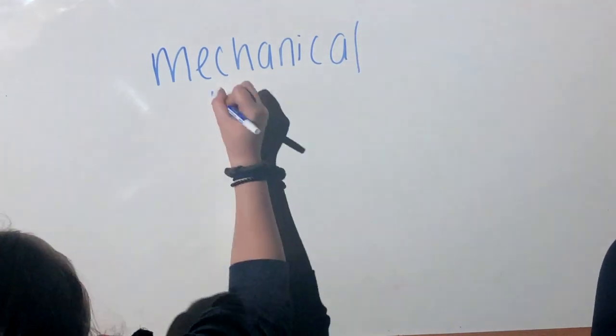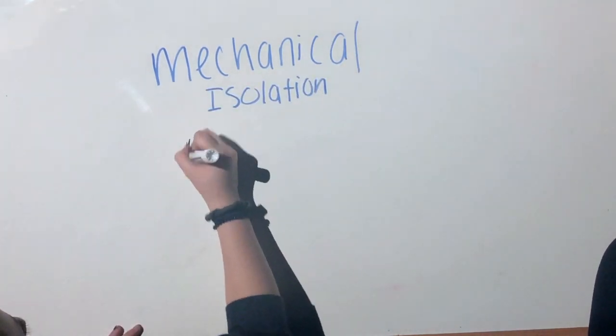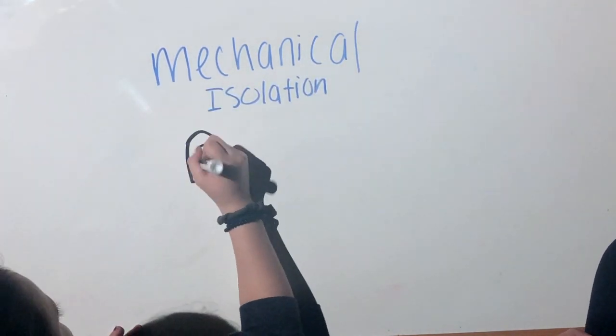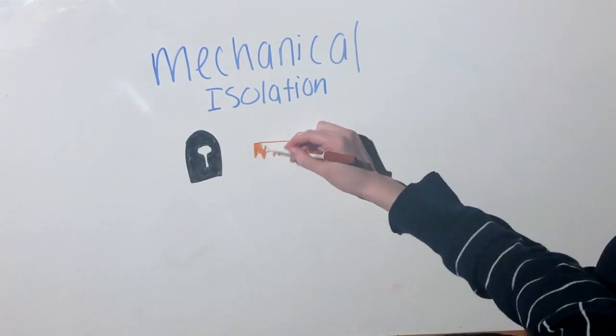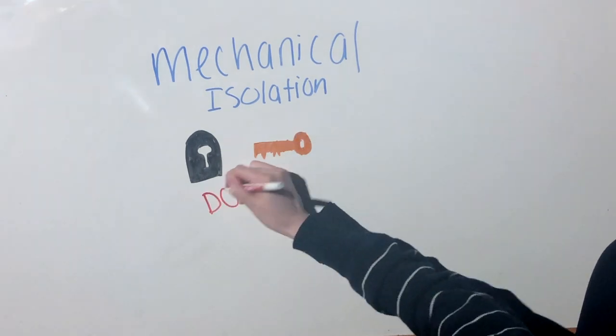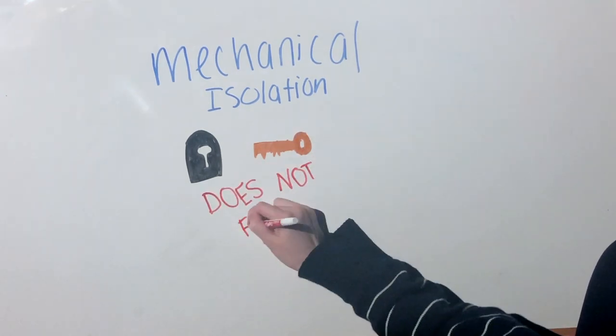Mechanical isolation is when two people, although they might want to reproduce, physically cannot because their anatomy doesn't fit together. Think of this as how a lock and key work. If the key does not fit into the lock, it is impossible to open the door, or in this case, to reproduce.